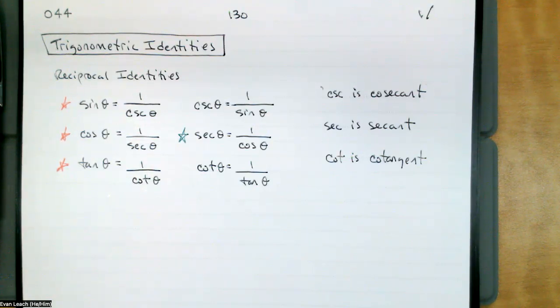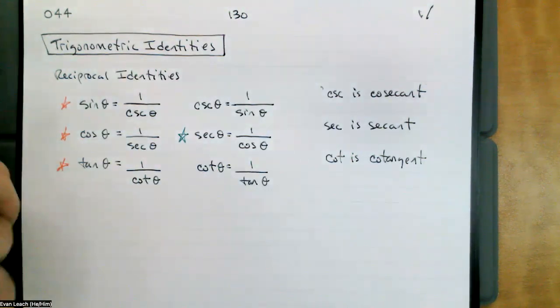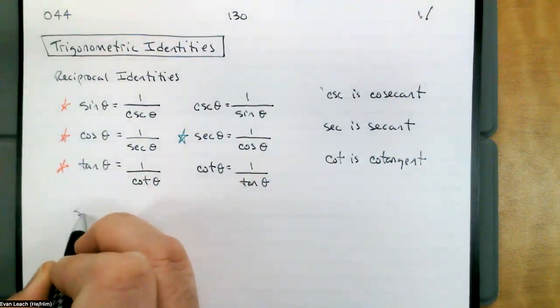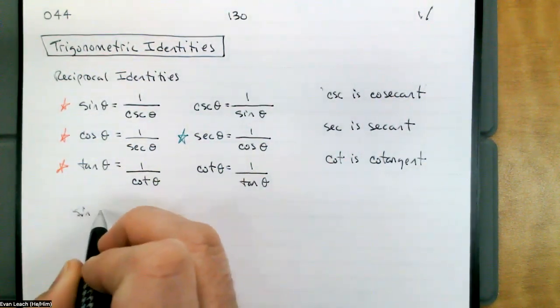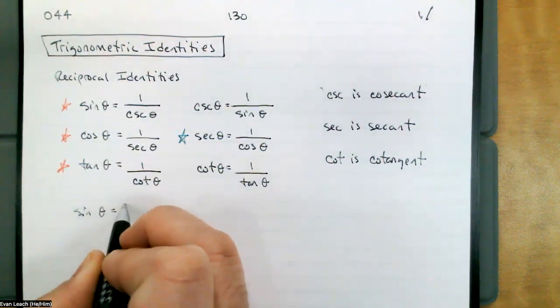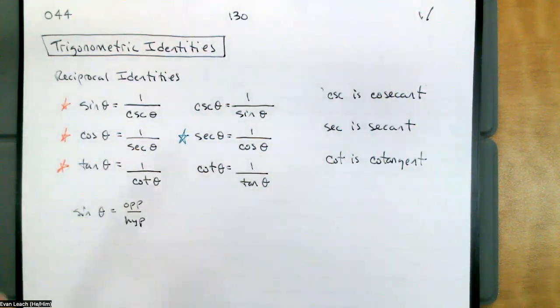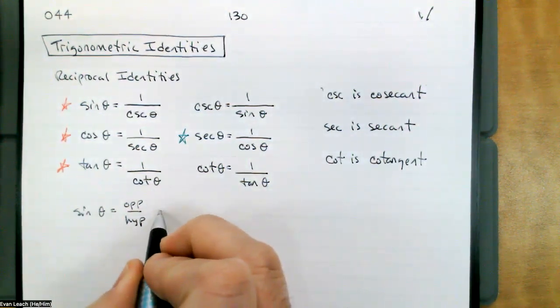So this applies to things that we already know about our trig functions. So, for example, we know that sine of theta is opposite over hypotenuse. And so that means cosecant of theta is hypotenuse over opposites.